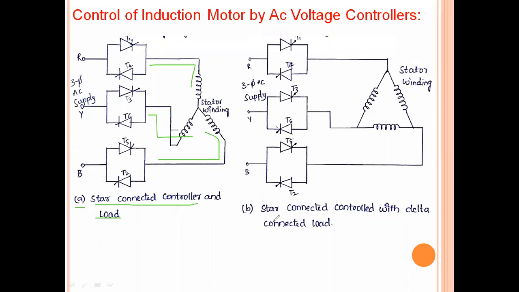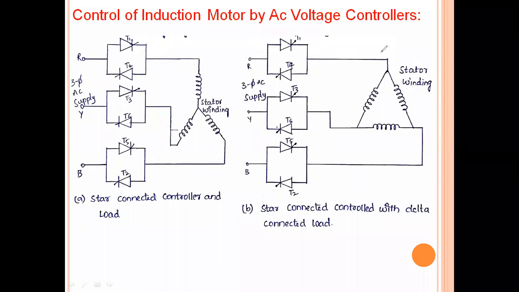Similarly, we can check the star-connected controller with the delta-connected load. See, the stator winding is delta connected, but the AC voltage controller is star connected. For each and every phase, a controller is placed, but the stator winding is delta connected. So that means a star-connected controller with the delta-connected load.